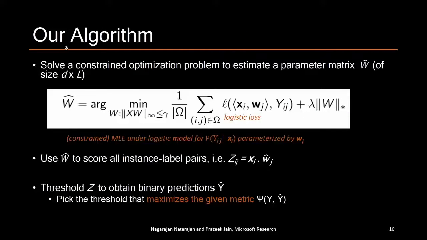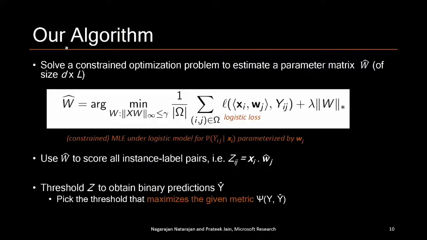So the algorithm is this. We first estimate a parameter matrix, what we call W hat. This is of size D by L. Remember, D is the number of features that each user has, and L is the number of labels. So basically, we learn a linear map, this W. To learn this, because you have lots of missing data, we use a constrained formulation, where the constraint is on the nuclear norm of this matrix.